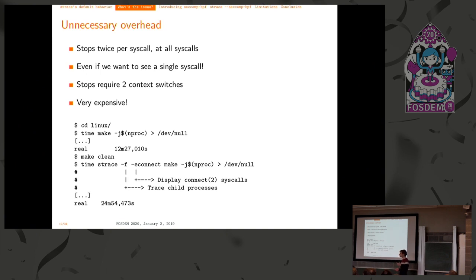So even if you don't want to see the read syscall, for instance, it's still going to stop at all of the read syscalls. As I said, this involves two context switches. It's very, very expensive. You've seen in previous talks some examples with dd, so that's probably one of the worst cases. But if you're trying to, for instance, compile a Linux kernel, on my old computer it took about 12 minutes. If I'm trying to do the same with strace, even if I'm trying to see only a single syscall, the connect one in this case, it's going to take 24 minutes, so double that.